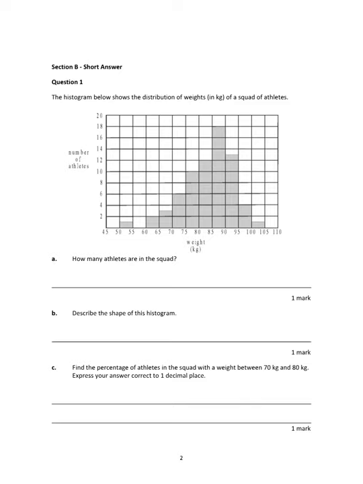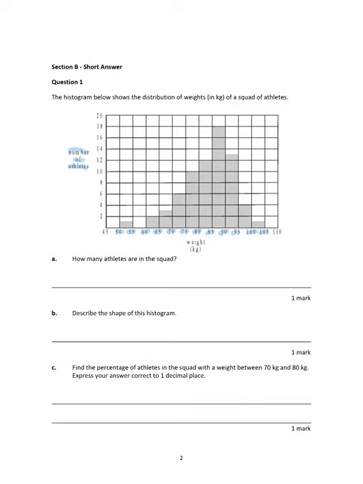So what we've got, first question, we've got a histogram below that shows the distribution of weights, in kilograms, of a squad of athletes. We see the histogram is in intervals, where the athletes fit within a 5 kilogram interval. The first question: how many athletes are in the squad? We can see on the vertical axis that's the frequencies, so all we're going to do is add up the frequencies for each of the bars.